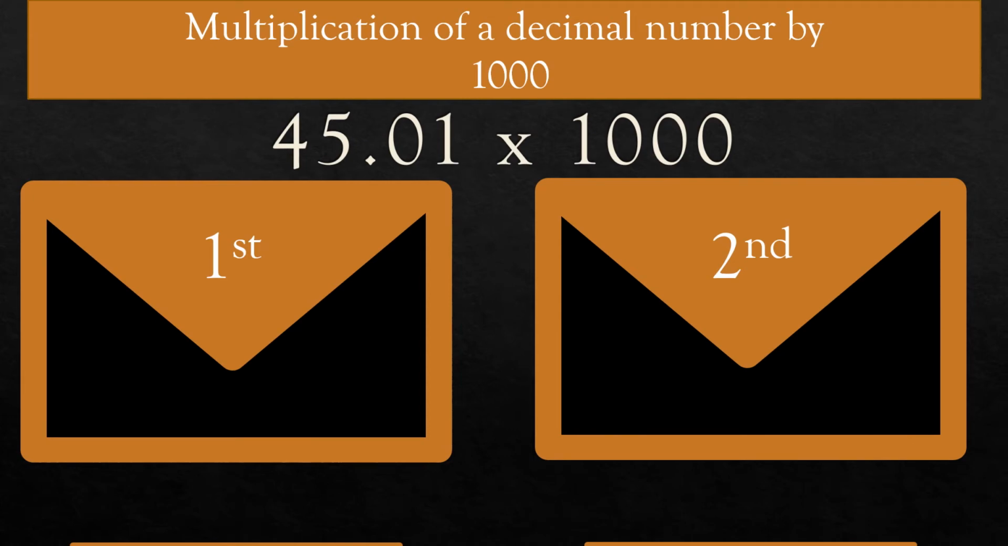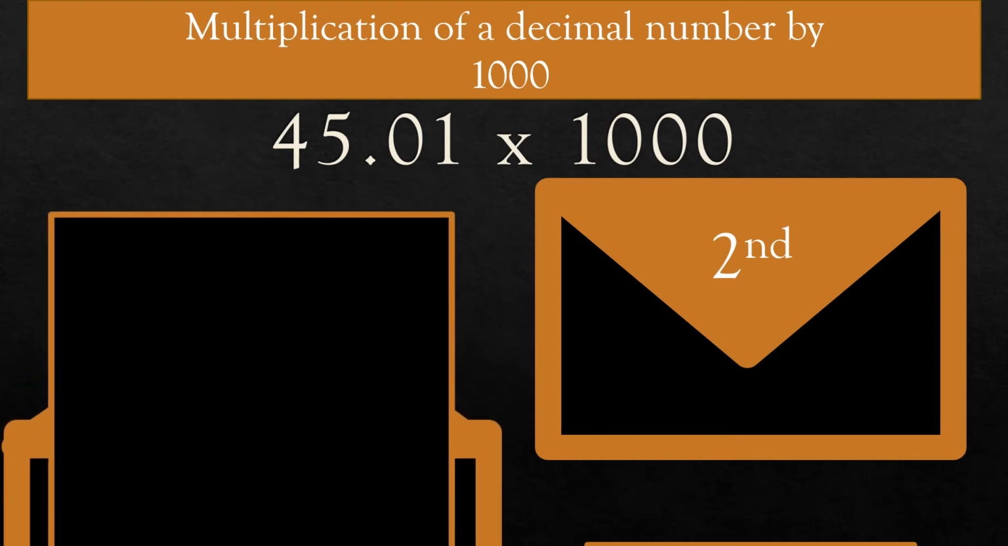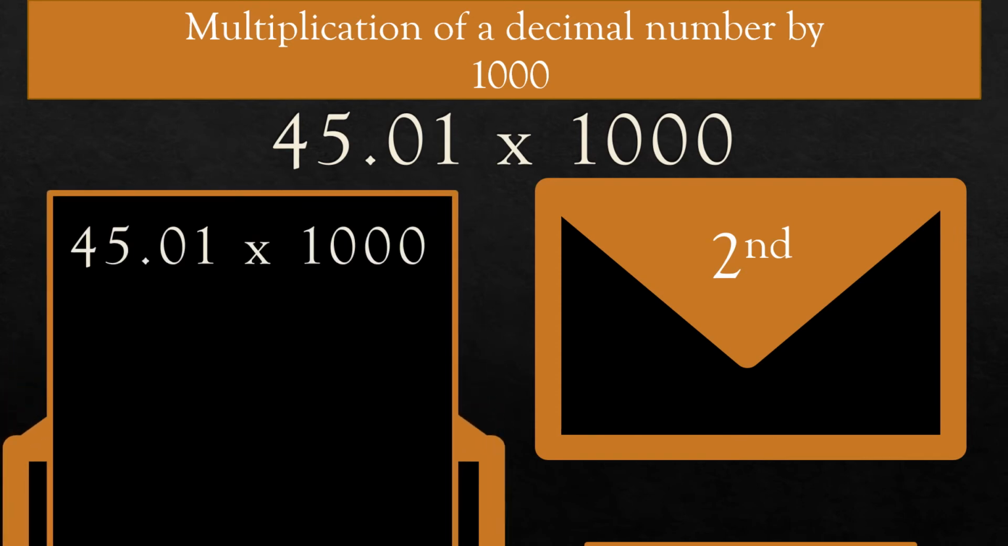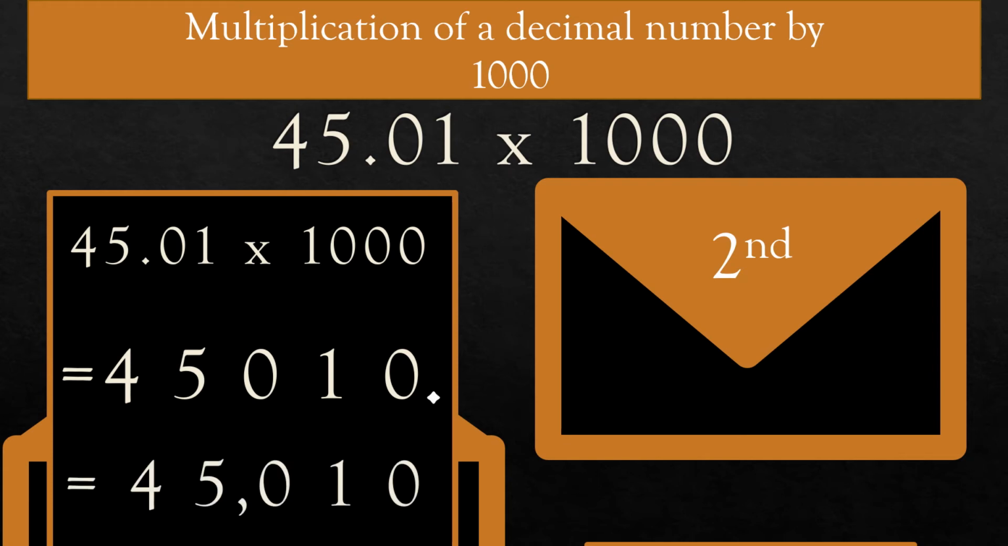For example, 45.01 multiplied by 1000. There are two ways to solve this question. You can use any one of the methods. First way: if we multiply 45.01 by 1000, the decimal point shifts 3 places to the right. But in 45.01, there are only 2 digits after the decimal. So we will put a 0 and then a decimal. So count 3 digits from the right, 1, 2, 3, and place a decimal. So the answer is 45,010.